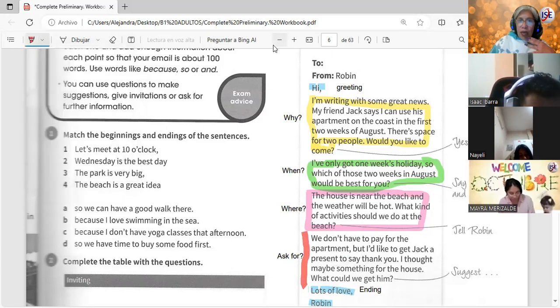You always need to have a greeting, un saludo al principio, y una expresión de cierre al final, with your name. The date is not important. And in the case of Cambridge tests, you need to answer an email for this. I'm going to do this on Monday, okay?